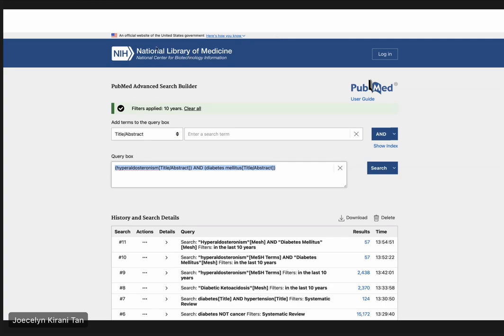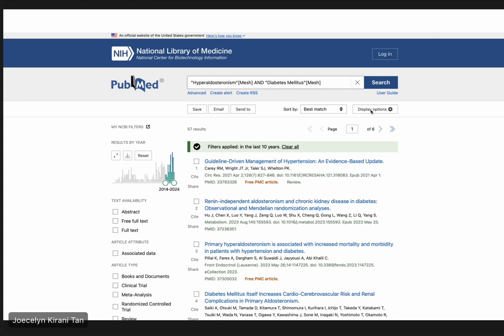Yeah, so MeSH terms I would say are more for PubMed, and I think that's why PubMed is usually the preferred database. Usually for systematic reviews, they will always use PubMed or Medline because they're kind of the same database.